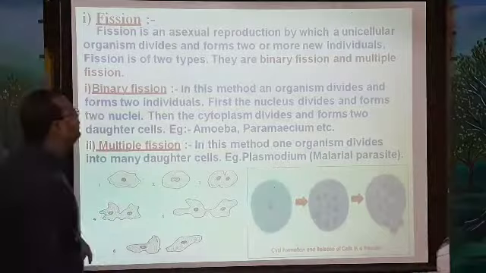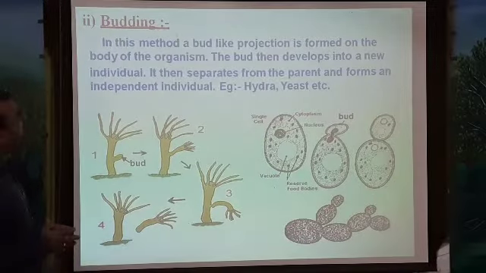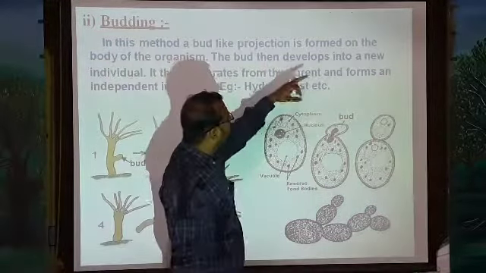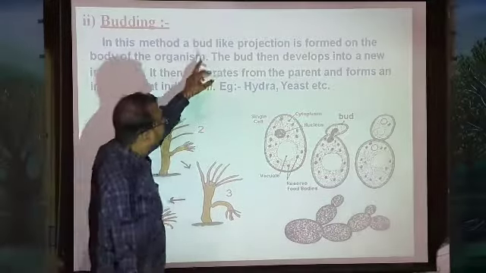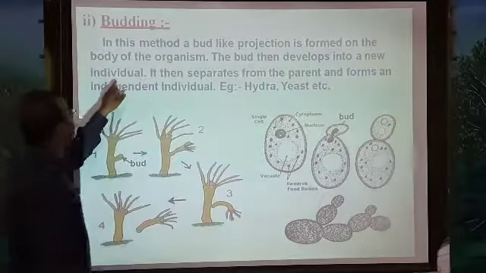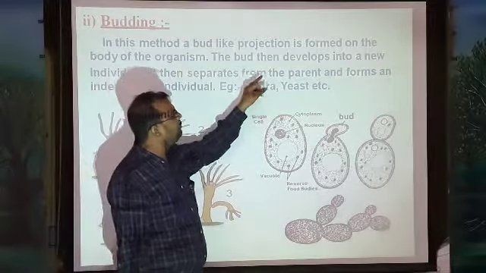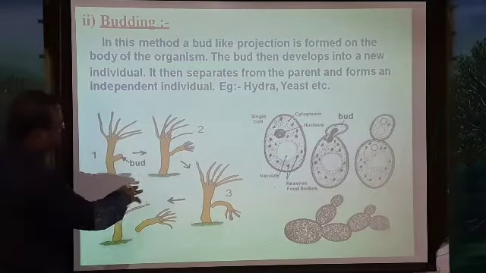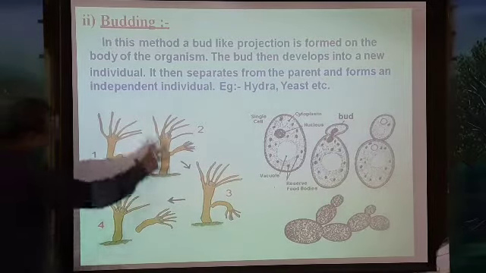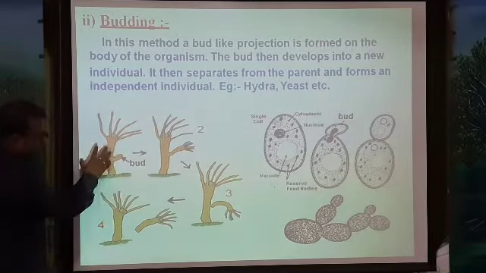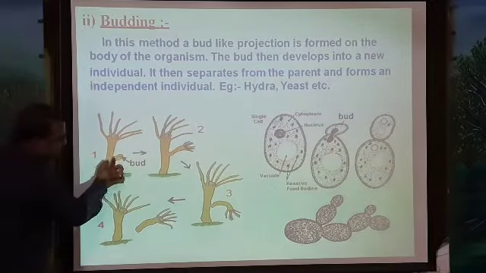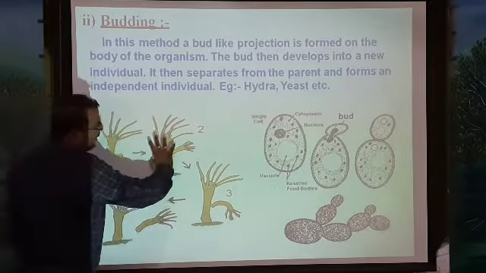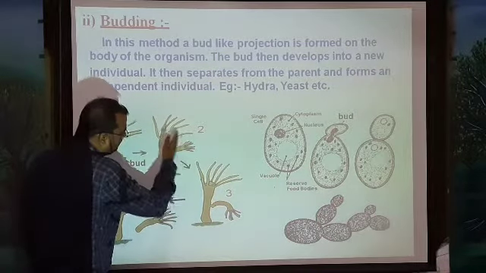We will go to the second mode of asexual reproduction, that is budding. In this method, a bud-like projection is formed on the body of the organism. The bud then develops into a new individual. It then separates from the parent and forms an independent individual. Here you see an example called hydra. It develops a kind of structure on the body. This is called a bud. After maturing, this bud separates from the parent.